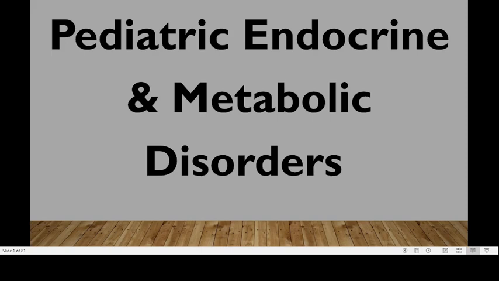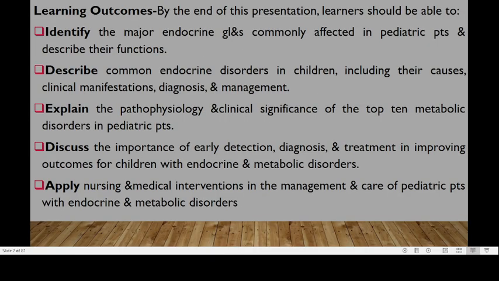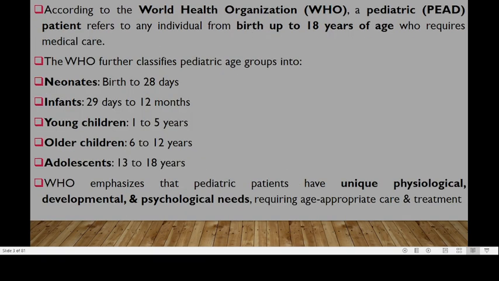Today we shall be looking at pediatric conditions, specifically the endocrine and the metabolic disorders. On our learning outcomes, we need to identify the major endocrine glands in our body, describe common endocrine disorders, explain the pathophysiology and clinical significance of these metabolic disorders in patients, also outline the importance of early detection, diagnosis, and treatment in improving the outcome for children. And lastly, attempt to come up with several nursing diagnoses affecting all the conditions that we have stated.